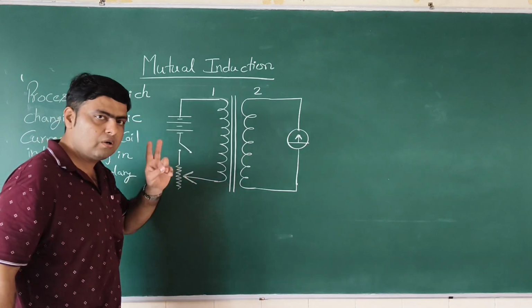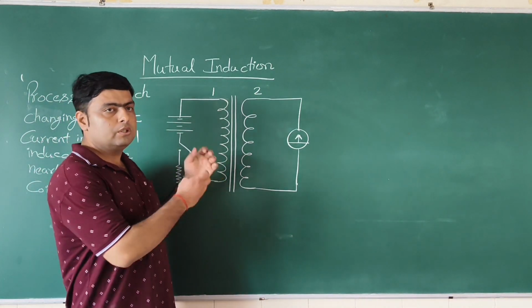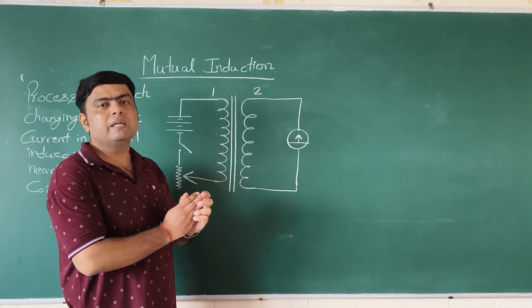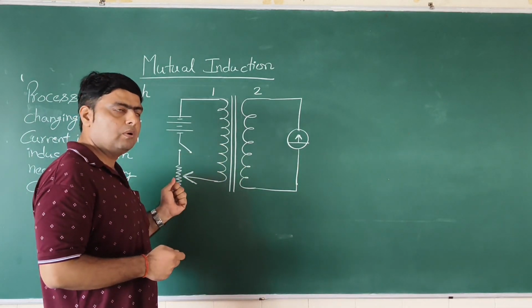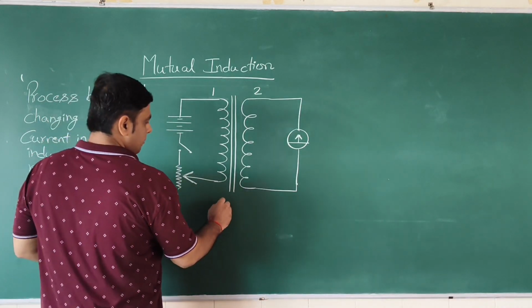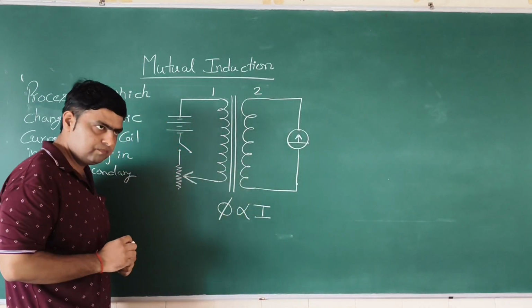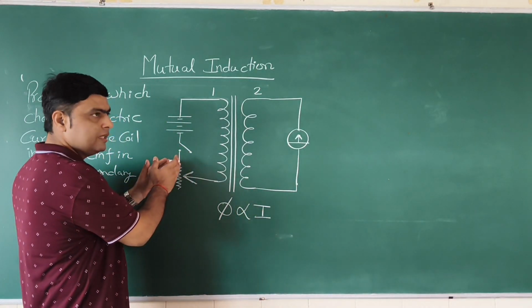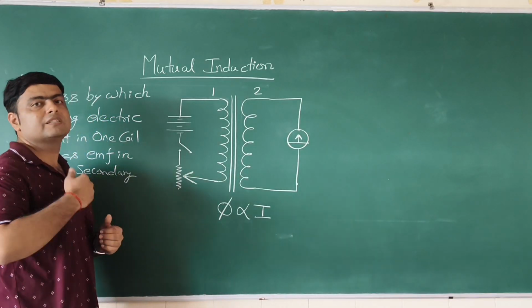Mutual means a pair of two. So the EMF induced due to the changing magnetic flux through the secondary coil due to the first coil is called mutual induction. Therefore the magnetic flux is directly proportional to the current, because when the current increases from 0 to maximum value, then the flux changes.